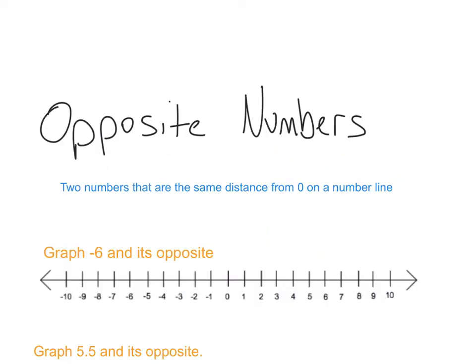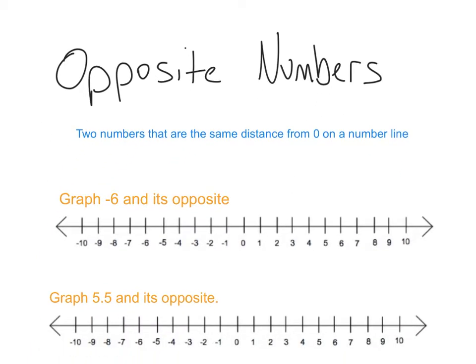All right, what about opposites? Okay, well, opposite numbers are just two numbers that are the same distance from 0 on a number line. So it's pretty intuitive, but it's one of those things we need to know. Graph negative 6 and its opposite. Well, I can graph negative 6. That's pretty easy. It's right there. But what's its opposite? Well, if it's negative 6, the opposite is going to be positive 6.